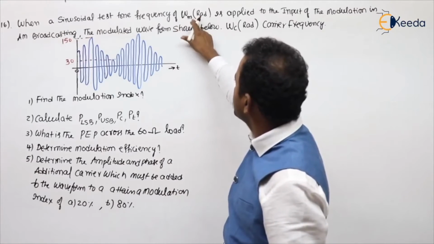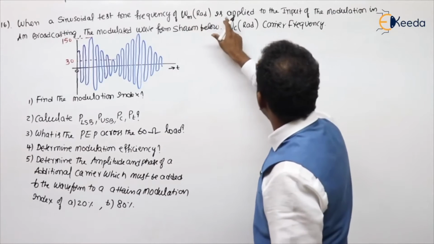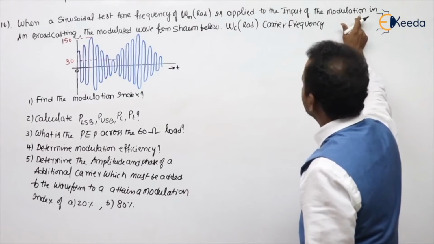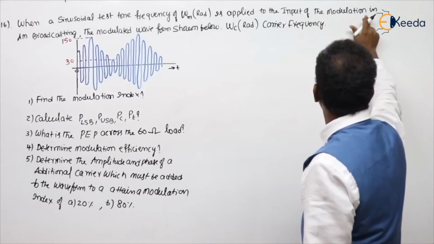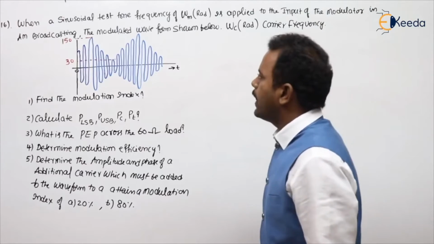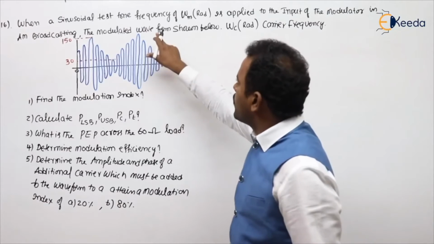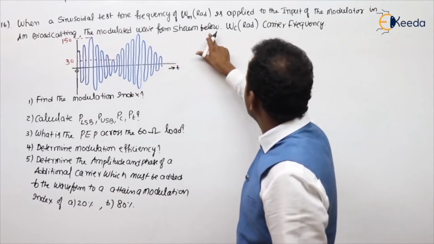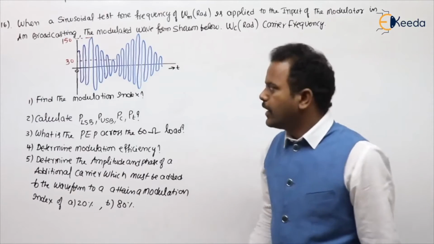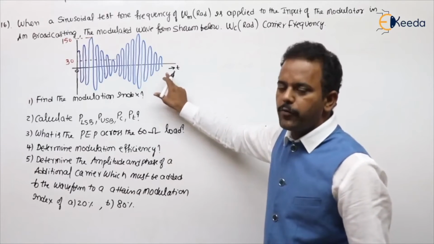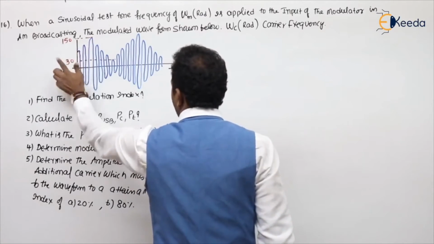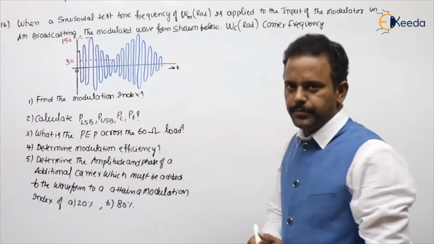A single frequency is applied to the input of a modulator in AM broadcasting. The modulated waveform is shown in the figure, where omega c is the carrier frequency and this is the AM signal waveform. What is the A max value given? 150. A minimum value is given as 30.